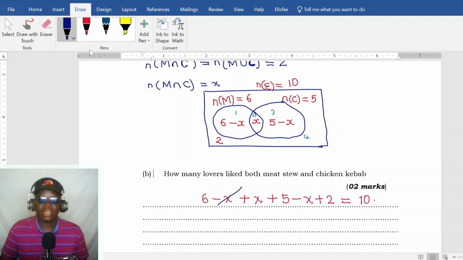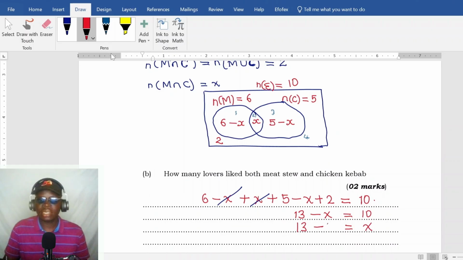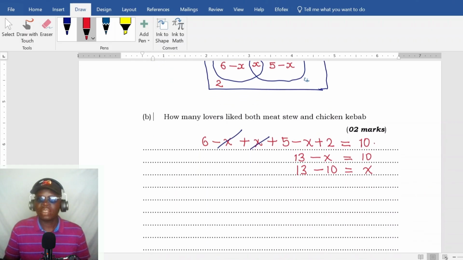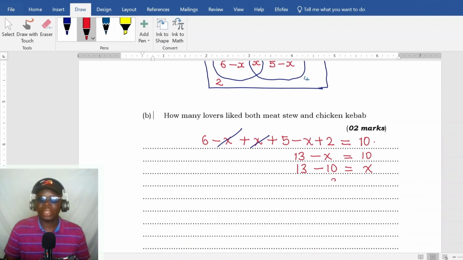Now this x will cancel. Then we sum up 6 and 5, that is 11, plus 2. We have here 13 minus x. This gives us 10. So collecting like terms, making this positive, you can take x to the right and bring 10 to join 13 as negative 10. Now you can go on and simplify. So this is 3 equals x.